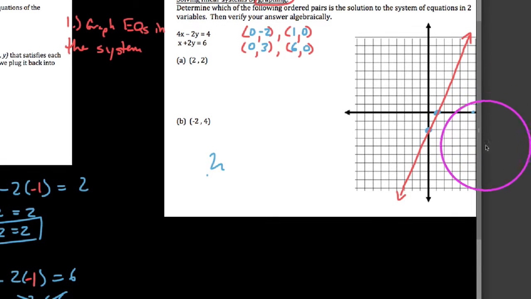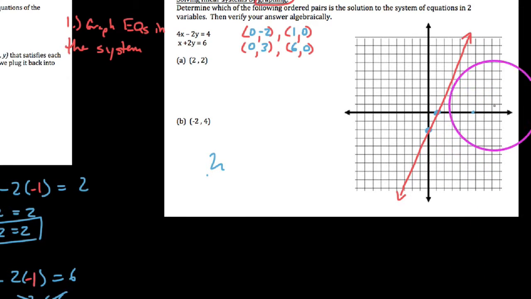I'll try to move this to the side. Here we go. There we go. That's better.